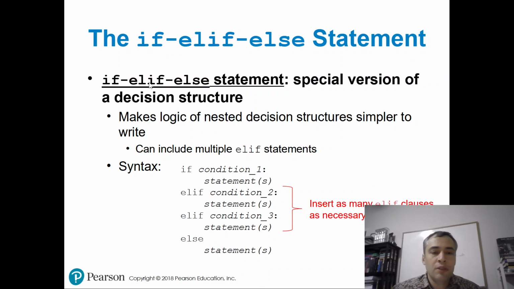Now, elif is an exclusive if. For example, if condition 1 was true, this statement is executed, and the elifs and else are not checked. In general, if this is false, we keep scanning, and if this one, for example, was true, then this statement is executed and else is ignored. If all of these conditions are false, condition 1, condition 2, condition 3, then the else statement is executed. By the way, this is missing a colon.